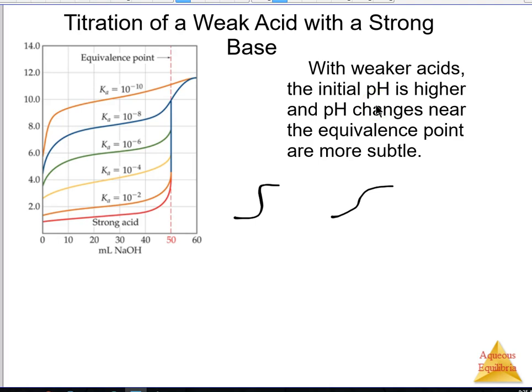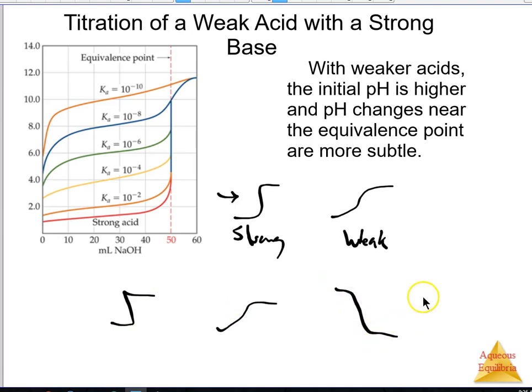With weak acids, the initial pH is higher, and the pH changes near the equivalence point are more subtle. So the weaker it is, the less it looks like this, and the more it looks like that. Okay? This is strong. This is weak. Now, you don't really need to know much about this. You have to be able to see a titration curve, like the graph, and know what it is. You don't have to do math on it, but if you saw this, you'd say strong and strong. If you saw this, weak and strong. If you saw this, weak and strong. If you saw this, strong and strong.